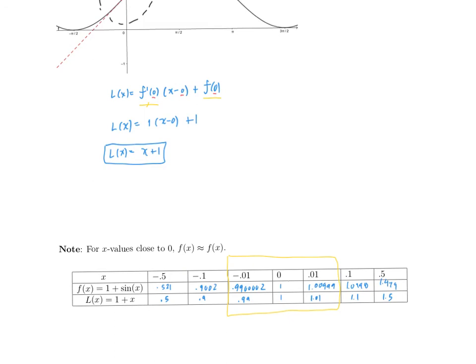And this completes our introduction into the ideas behind linear approximation. In our next video, we'll further explore how we can use this idea to approximate function values.